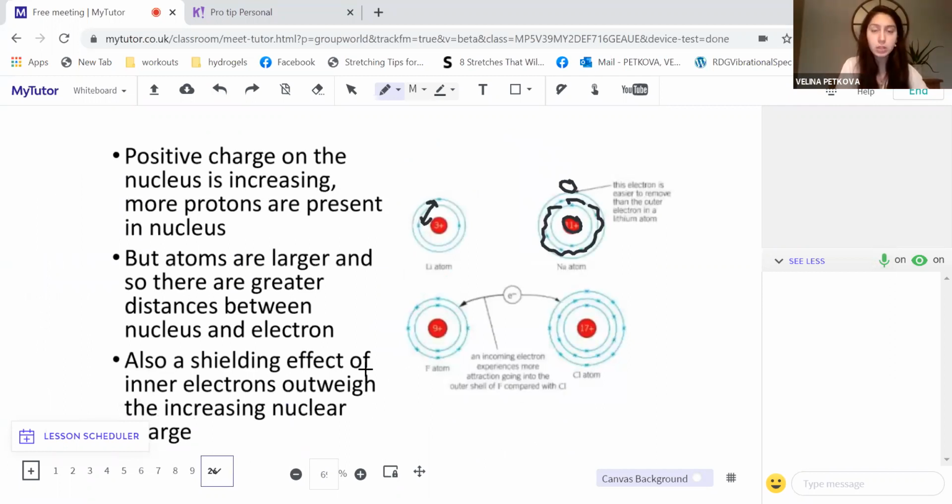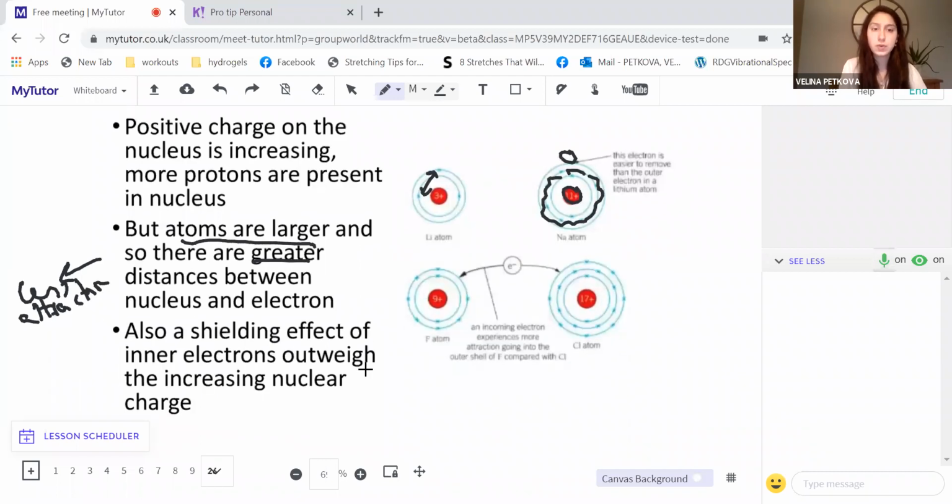Okay. So although the positive charge increases on the nucleus, the atoms are larger and there is a greater distance between the nucleus and the electrons, which means there is less attraction. And also there is a shielding effect, which outweighs the increase in nuclear charge. So because it's shielded, you can't feel the fact that, let's say, this one's only 3+, but this one's 11+. Because of the shielding, you don't feel this extra positive charge. There's not additional attraction to this positive charge. Okay.